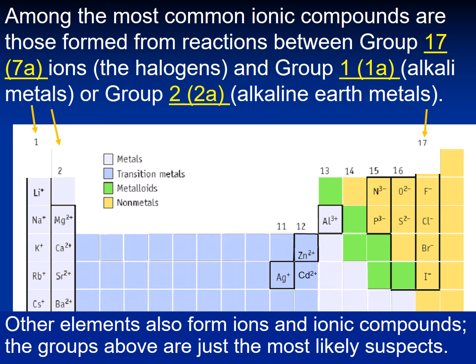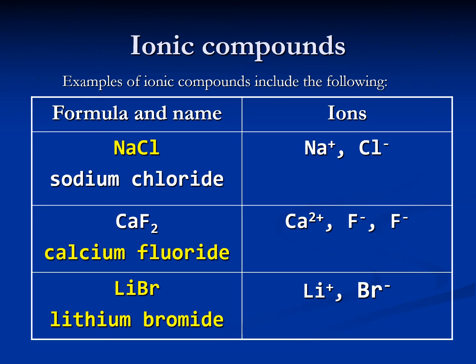There's all sorts of ionic compounds, but among the most common that we are going to run into in this class would be those that are formed from the metals in the alkali metal group or the alkaline earth metal group, in other words, groups 1 and 2 on the periodic table, and those among the halides, the group 17 on our periodic table. Here are a few examples.